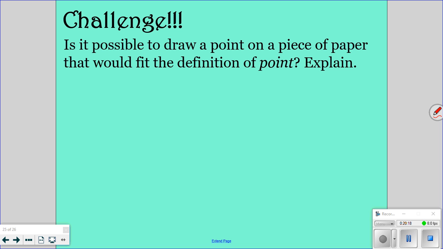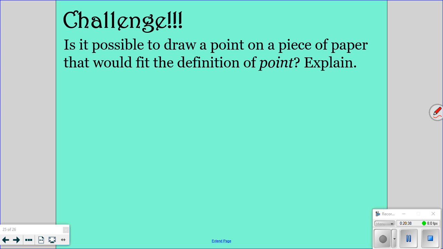Now we're going to look at a challenge question. And there's a challenge question on every geometry lesson. So y'all pause the video and think about this one for a minute, and then y'all can unpause it and I'll go over it. Is it possible to draw a point on a piece of paper that would fit the definition of point? And then explain it.